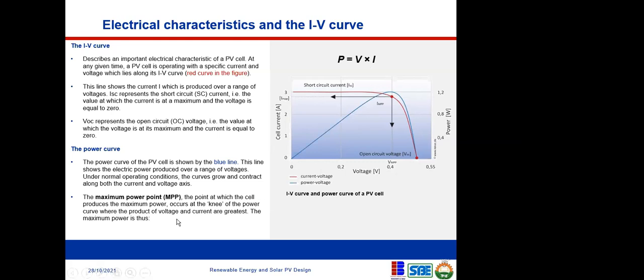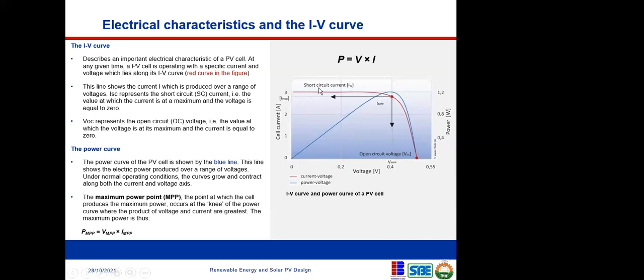So the maximum power point is thus, that is P maximum power, where the maximum power is generated, which is at this point. It is equal to the voltage at maximum power point times the current at maximum power point. The current at this point is called the current at the maximum power point. The voltage at this point is called the voltage at the maximum power point.